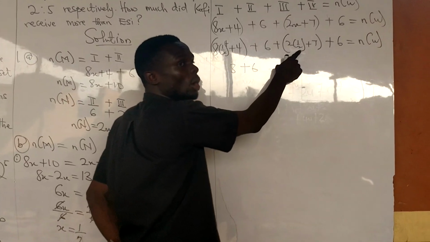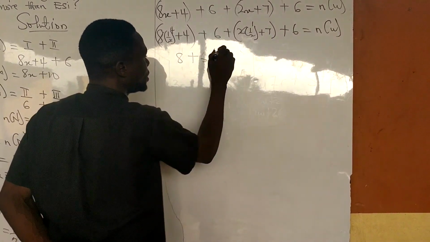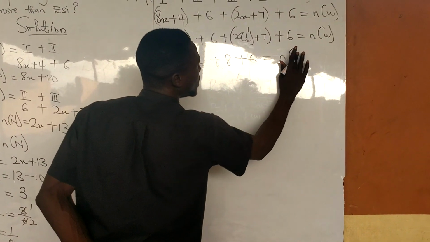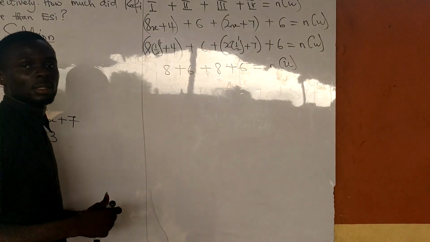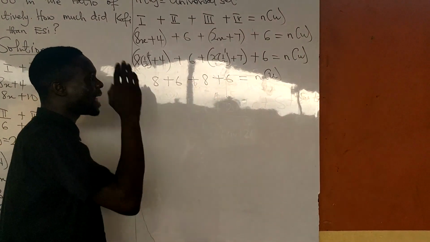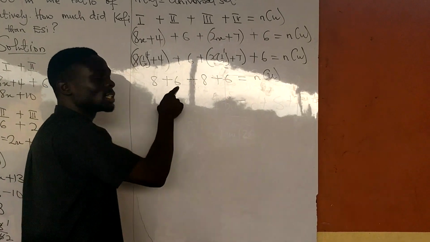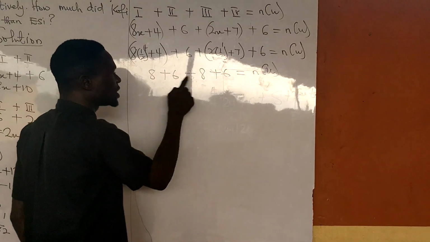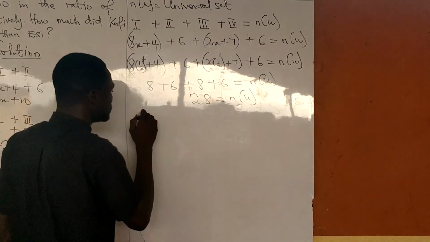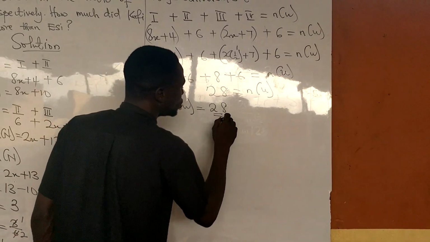Then we come here. 2 times half, or half of 2, is 1. So 1 plus 7 gives you 8. Then plus the complement 6 is equal to the number of U, which is the universal set. So you ask yourself, what is 8 plus 6 plus 8 plus 6? It gives us 28, because this plus this is 14, and 14 plus 14 is 28. So the number of U, the universal set, is equal to 28.